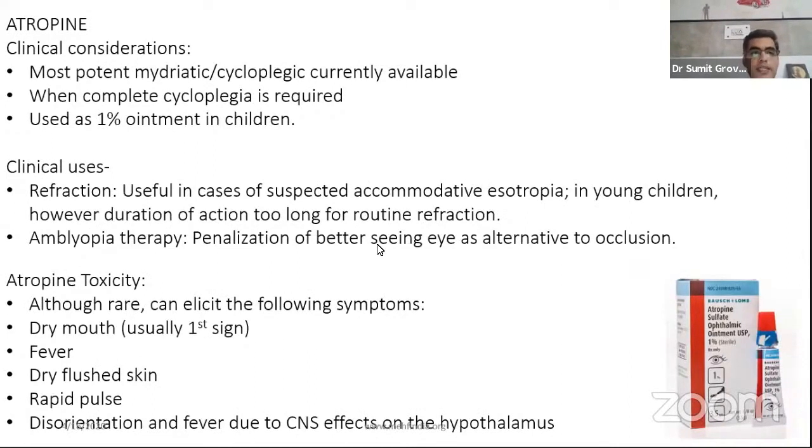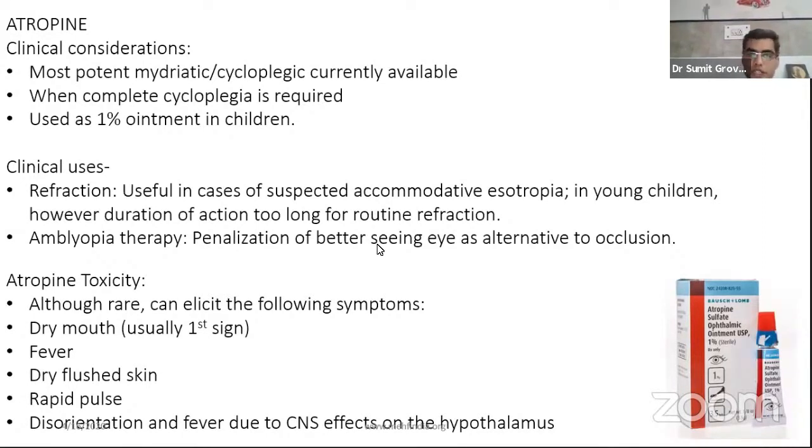Then atropine is the most important mydriatic cycloplegic which is available. When complete cycloplegia is needed, we use atropine. It is used as a 1% ointment in children and it is commercially available as 1% drops or ointment.